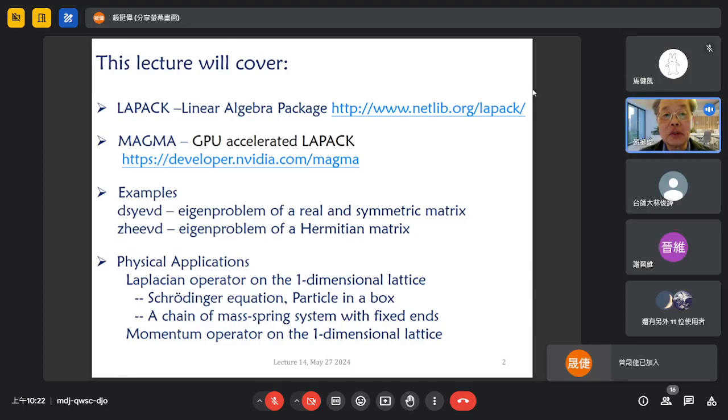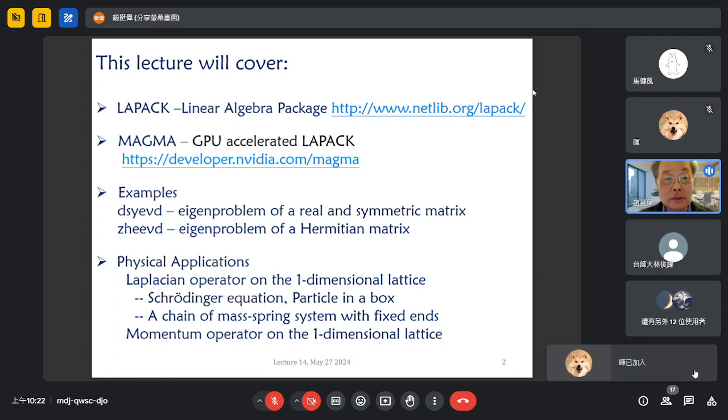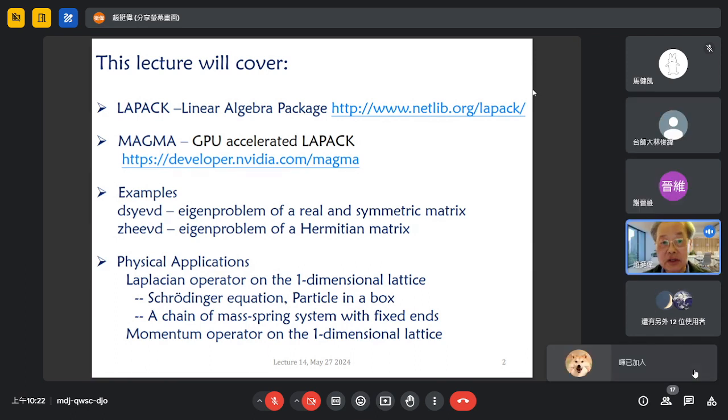Solve the eigenproblem, the eigenvalues and eigenvectors of a matrix. These are very computationally intensive calculations, especially if the matrix is getting very large. LAPACK is mostly for dense matrices, which means most of the elements of the matrix are non-zero.